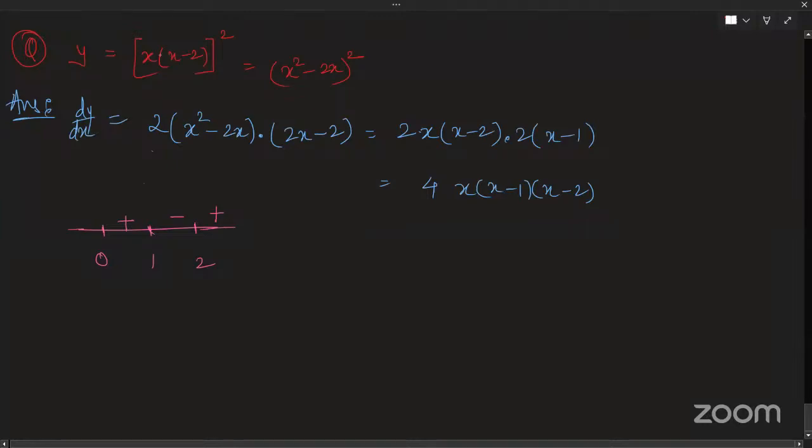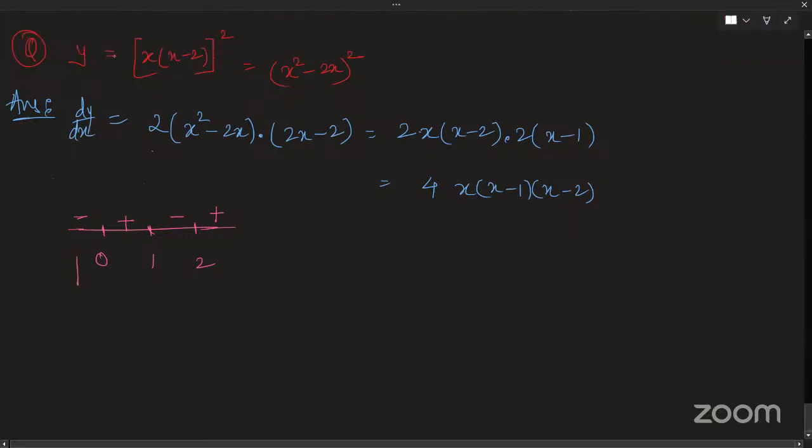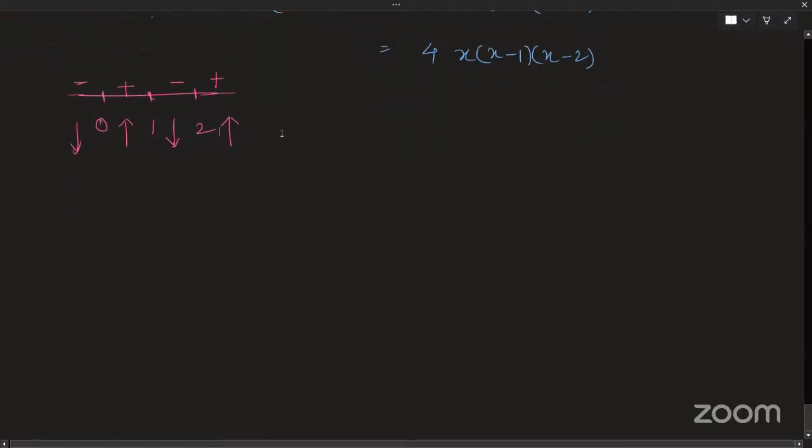Negative. Correct. So from minus infinity to 0, is my function increasing or decreasing? Decreasing. What about 0 and 1? Increasing, right? Between 1 and 2, decreasing. And again increasing after that. So from minus infinity to 0, it is decreasing. From 0 to 1, it is increasing. From 1 to 2, again decreasing. And from 2 to infinity, again increasing. Okay, great.